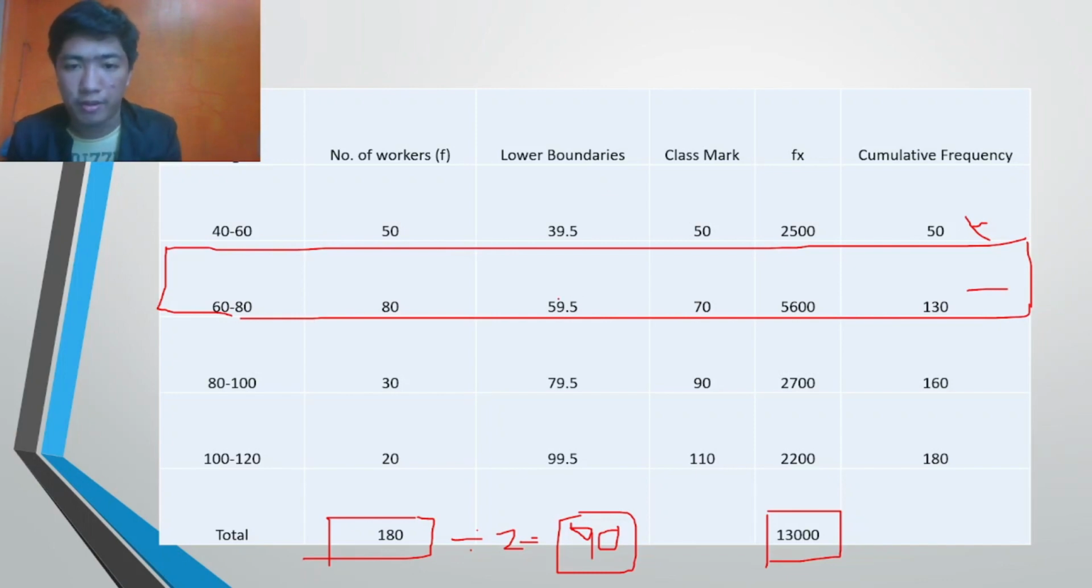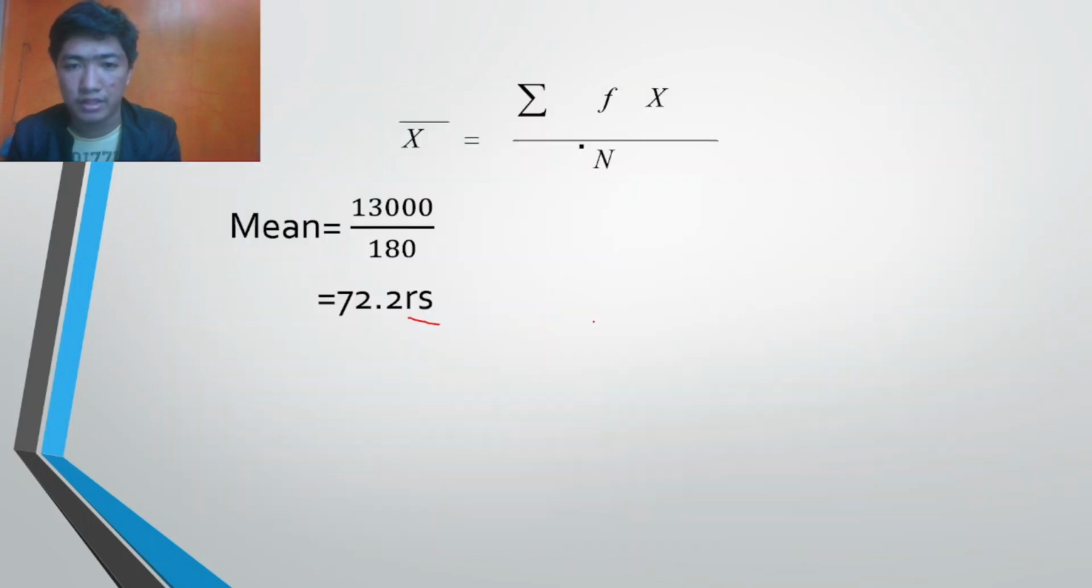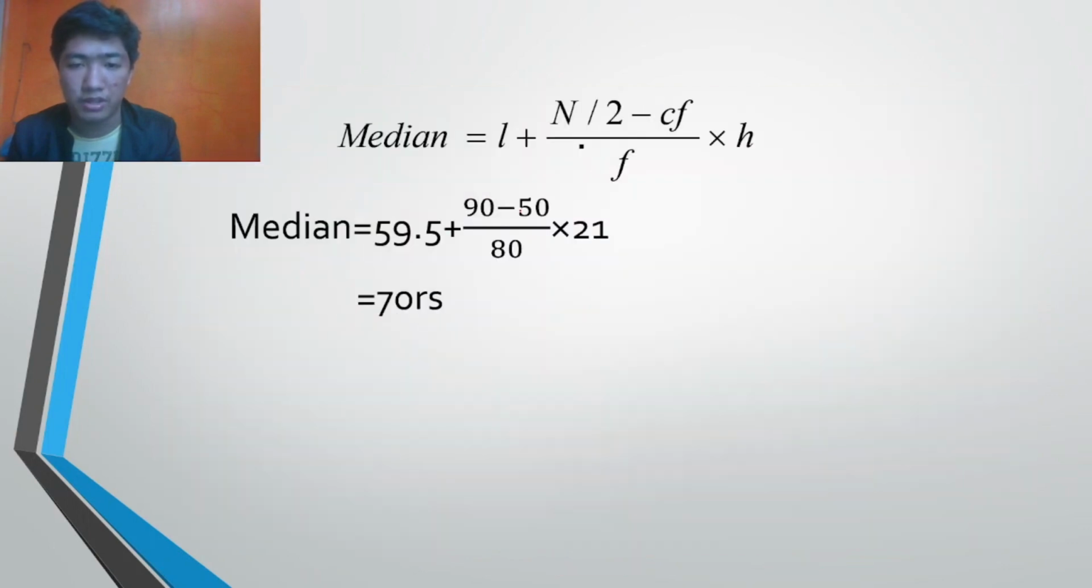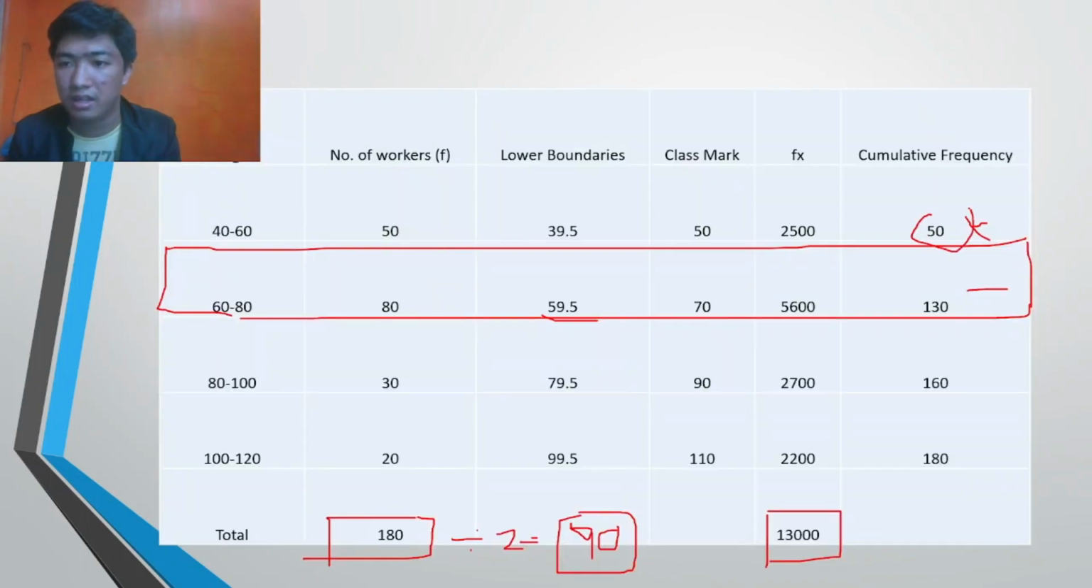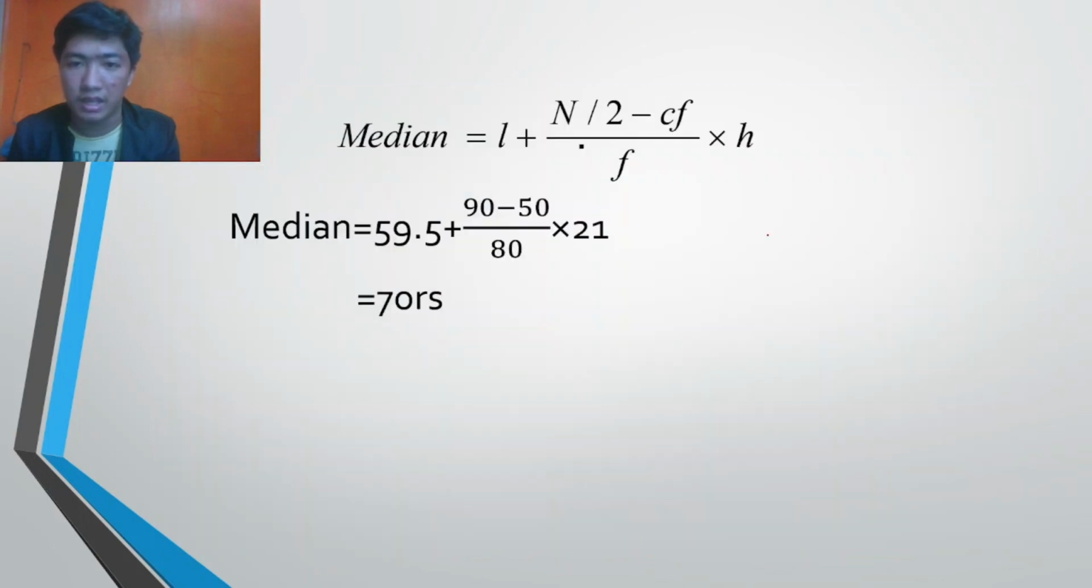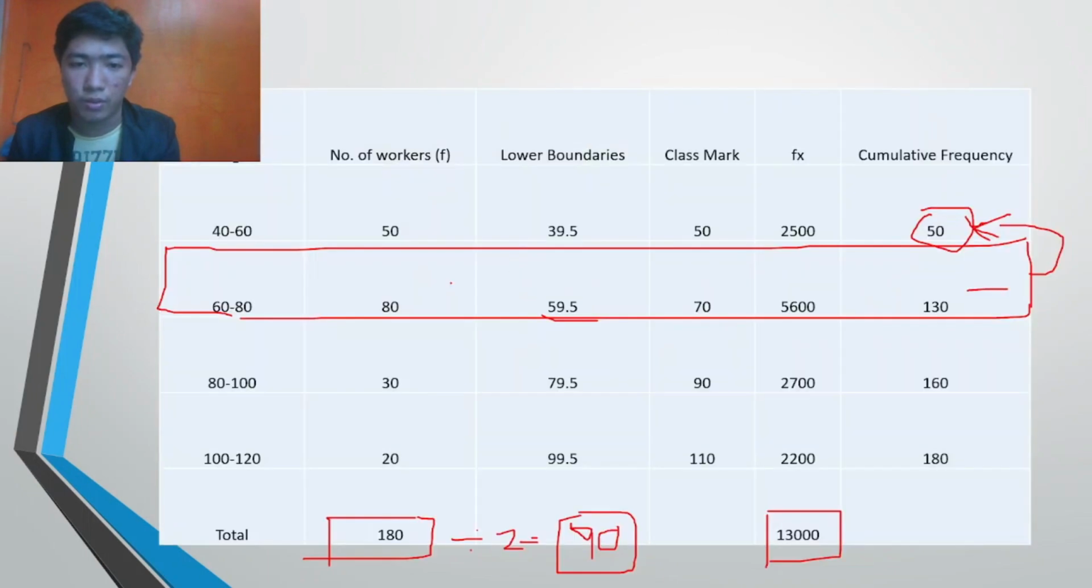So the lower boundary is 59.5. Just plug in the values again. Minus 50, which is the CF. So the CF is 50 right here. We have the pre-median value, which is 15 from the cumulative frequency. Then times 21, the width, over 80, which is the frequency. And the width is, look at this, 60 to 80, so that's 80. So 60 is counted also, so that adds 1, which makes the class width 21.